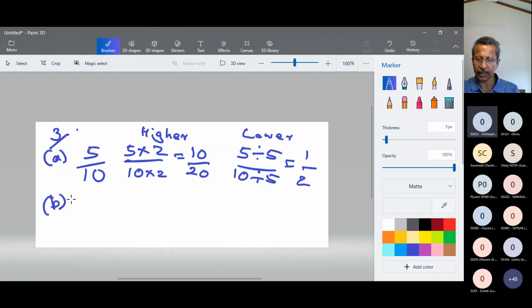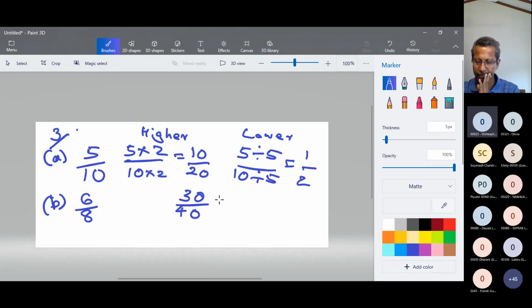B is 6 upon 8. I want you to give me the answers. 6 upon 8. What is the higher? 12 upon 16. Yeah, 12 upon 16. Okay, yeah. 12 upon 16 is higher. Then we say 5 times, what is the? 30 upon 40. Yeah, 30 upon 40 is when you multiply by 5 top and bottom.